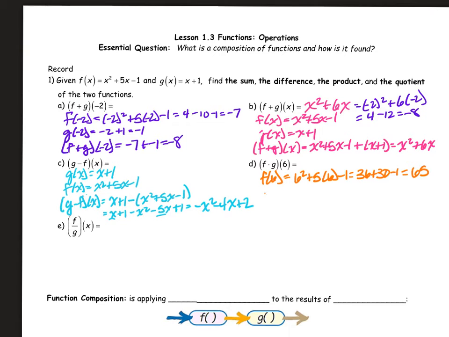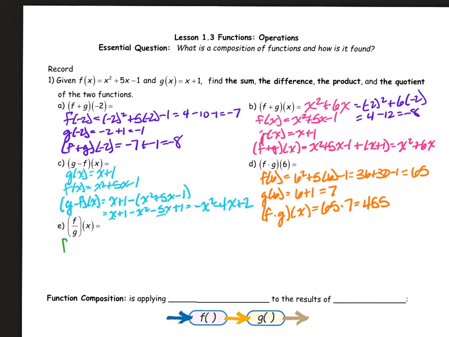And then g of 6 is going to equal, let's see, that's 6 plus 1, which equals 7. So f times g of x is going to equal, since I did my math wrong last time, I have to fix this, 65 times 7. So that's 65 times 7 equals 455. Nice.